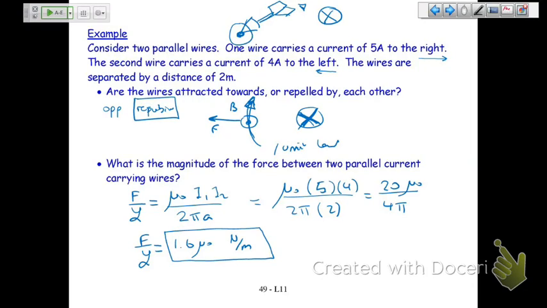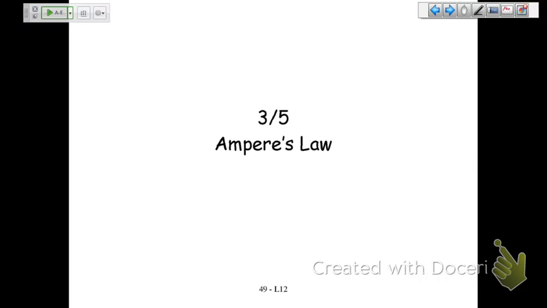Yeah. Cool. I'm going to draw a line there. Let's take a 5-minute break because we're going to come back with Ampere's law. So let's just do 3 minutes.